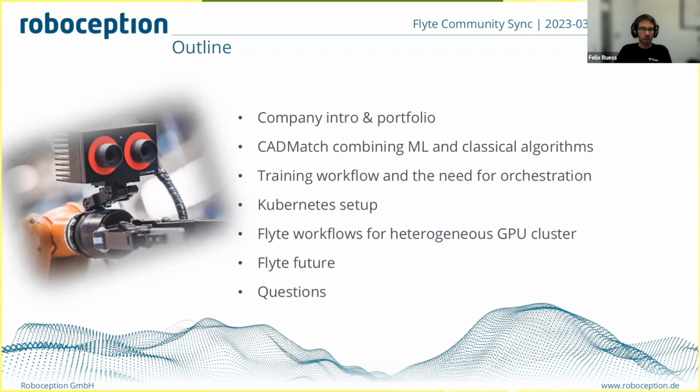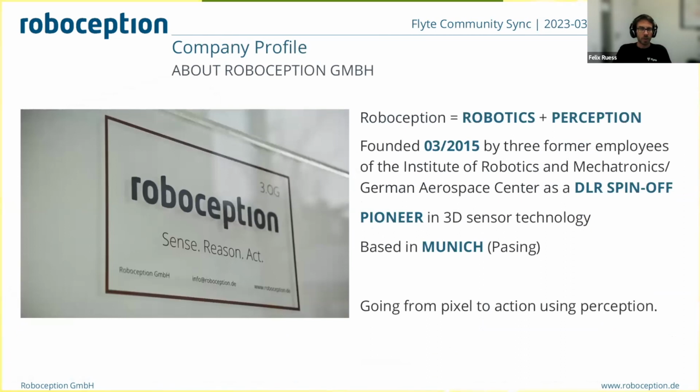I'm briefly going to talk about our local Kubernetes cluster setup, and I hope that this is useful for someone. And how our Flyte workflows for our heterogeneous local GPU cluster currently look. And then some to-dos that we have on our side to fully leverage what's already there in Flyte, and some things that we would like to see in Flyte in the future. All right, let's start right off.